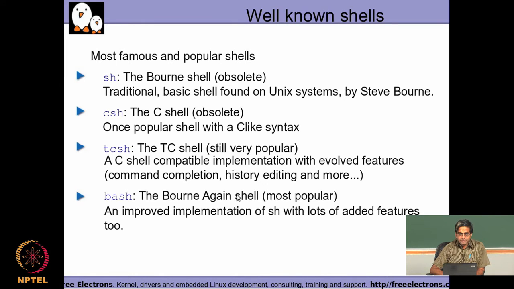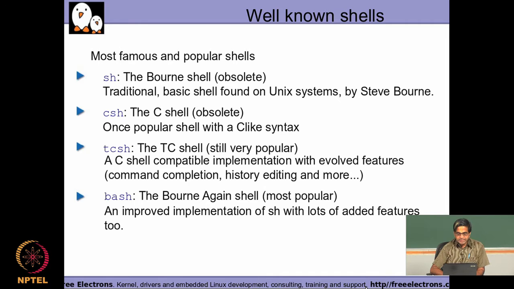Then you have something called CSH, which stands for the C shell. The basic reason why this shell was called the C shell was that the syntax of its scripting language was very similar to the C programming language, from which it derived its name. That again is something which is obsolete, with not many Unix distributions supporting it nowadays.